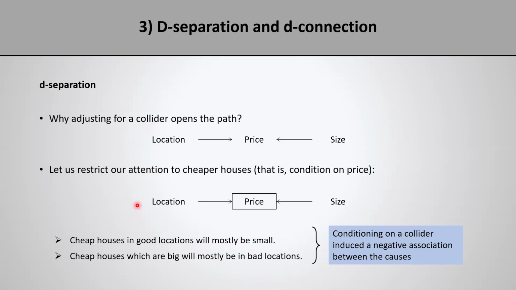So what happens when we only look at cheap houses? If you have a cheap house that is in a very good location, it will most likely be small, otherwise it wouldn't be cheap. Similarly, if you have a cheap house that is big, it will most likely be in a bad location, otherwise it wouldn't be cheap. So in this example here, we have two positive causes of the collider price, in the sense that a better location causes a higher price, and a bigger size causes a higher price. But when I conditioned on price and I looked only at cheap houses, I induced a negative correlation between the two causes of the collider.